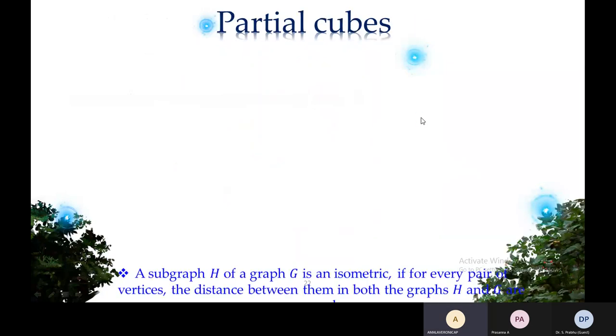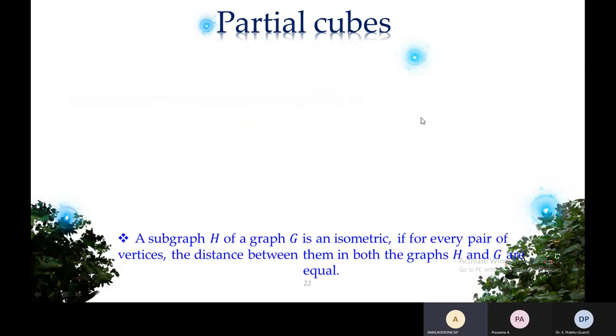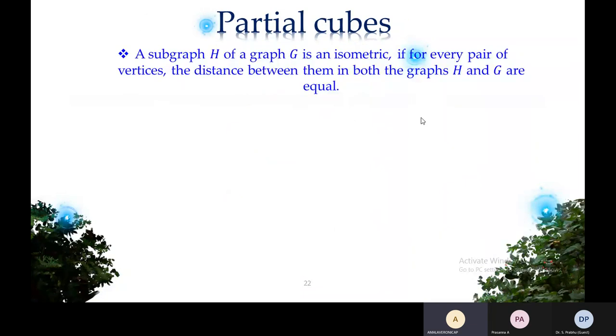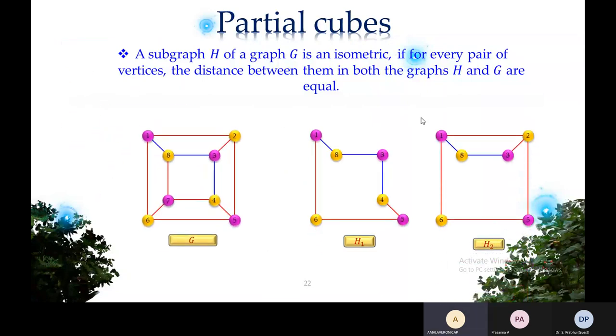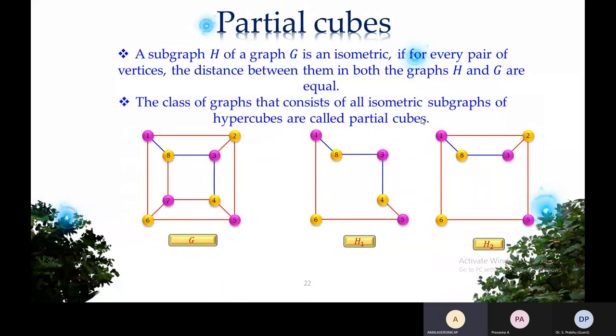Partial cubes. A subgraph H of a G is isometric if for every pair of vertices, the distance between them in both the graph G and H are equal. Example, consider G, consider H1 and H2. I can say that H1 and H2 are called isometric subgraphs of G because any two vertices, if you take from H1 and H2, the shortest path joining them will lie wholly in H1, wholly in H2, and the same thing will happen in G also. Likewise, any subgraph you take will be an isometric subgraph. Therefore, G is your partial cube.